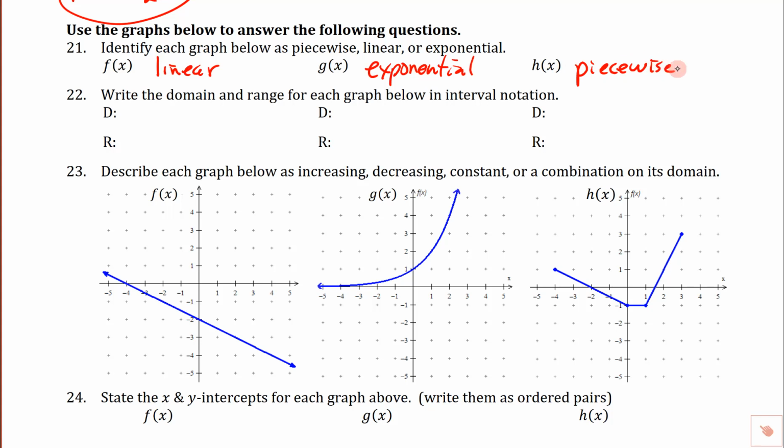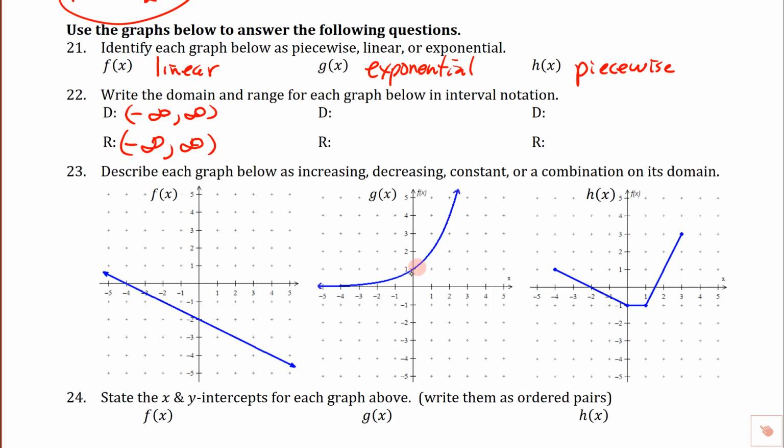And then write the domain and the range for each of the graphs below using interval notation. Again, with a linear function like this, it's going to cover everything on the x-axis from negative infinity to infinity. And then because this continues going up, it's going to cover this part of the y-axis, and it continues going down, it's going to cover that part of the y-axis. So this is going to be from negative infinity to infinity for the range there on that linear function f.